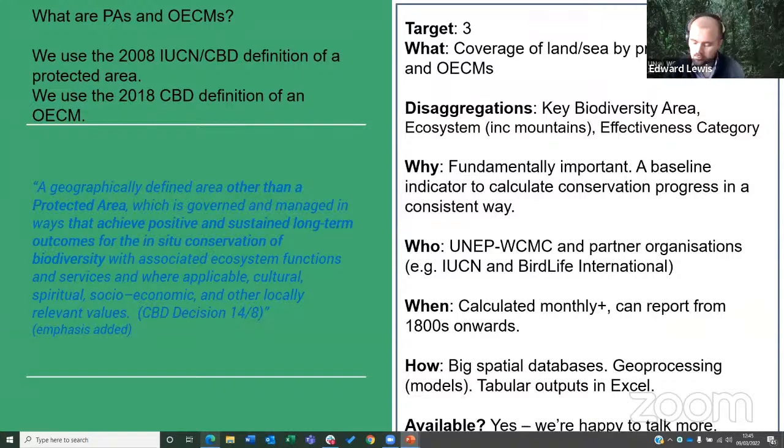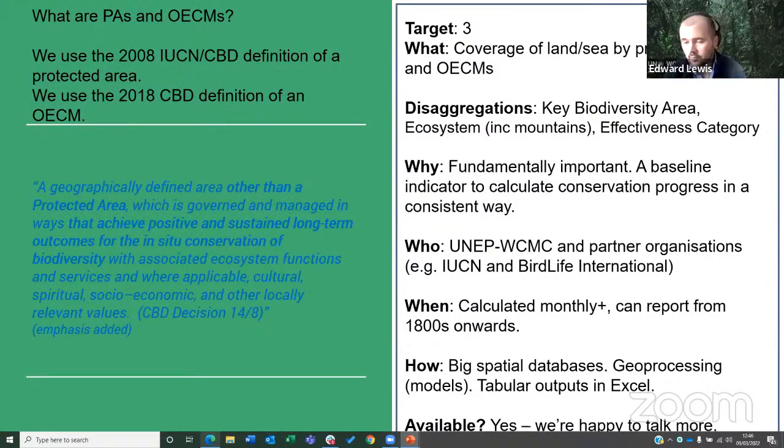If you overlap protected areas and OECMs and key biodiversity areas, it's a much more useful, much more nuanced indicator, because what you're saying is how much of these particular areas of importance to biodiversity are covered by protected areas and OECMs. So it's a much more useful and targeted indicator. There are other disaggregations you can do. You can do it by ecosystem, for example, by marine or freshwater, and I'll touch on that in a second. Or you can do it by effectiveness category, and Heather will touch on that too.